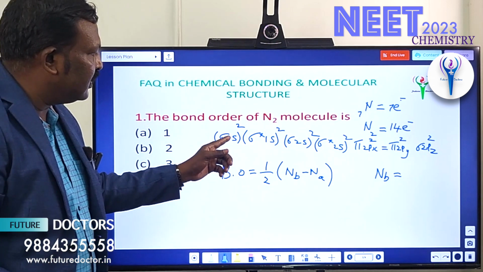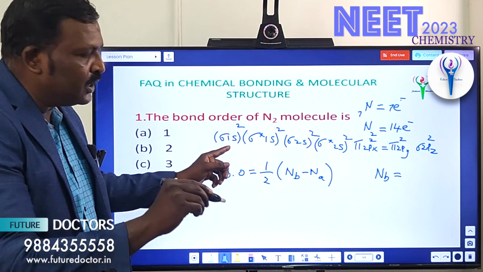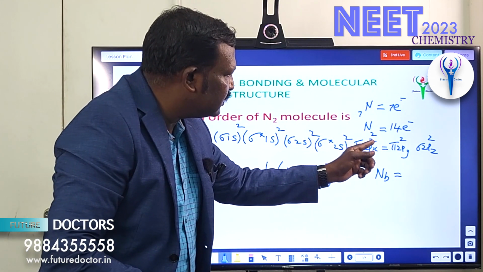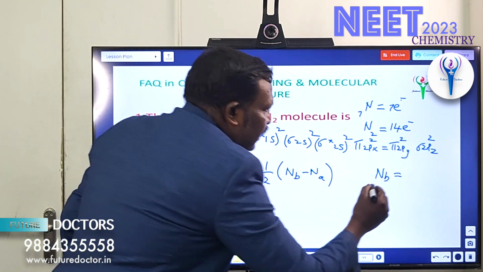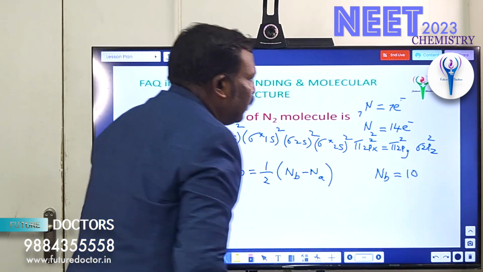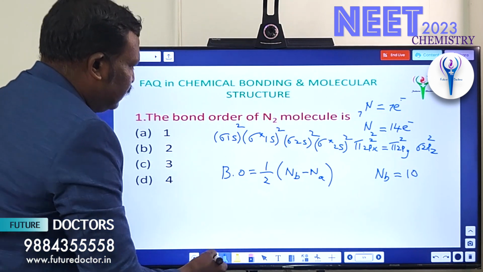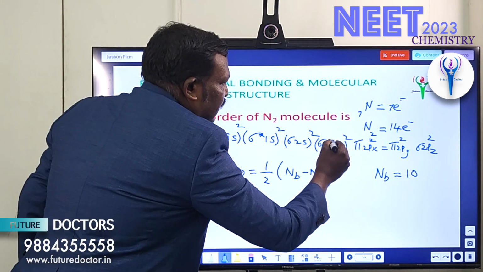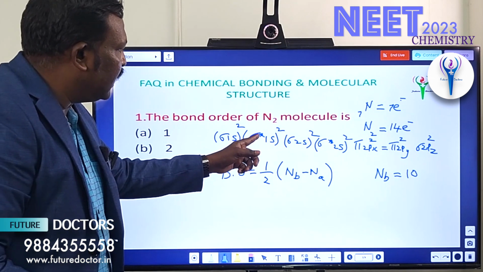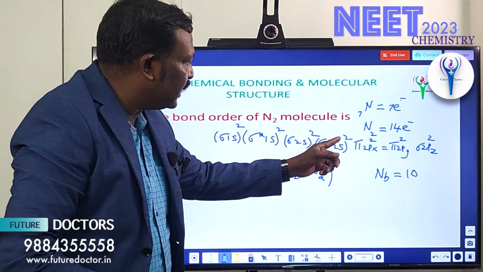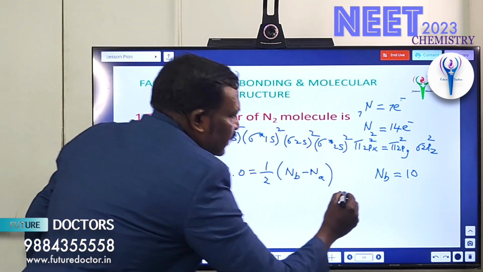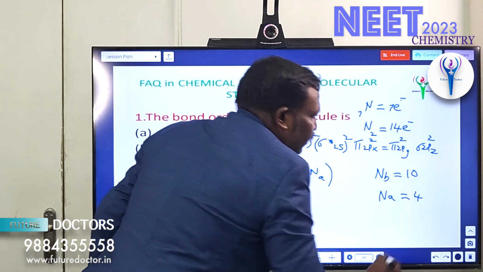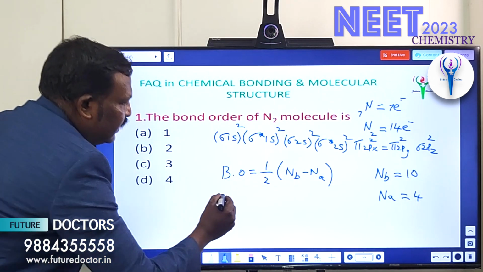Now we have to find out how many electrons are in bonding molecular orbitals. 2, 4, 6, 8, 10. So there are 10 electrons in bonding molecular orbitals. Understood? Here I put a star, so this is called anti-bonding. In anti-bonding, here 2, and in anti-bonding again 2. So 2 plus 2, we have 4. So NA is 4. Understood? So you substitute here and you get the answer.